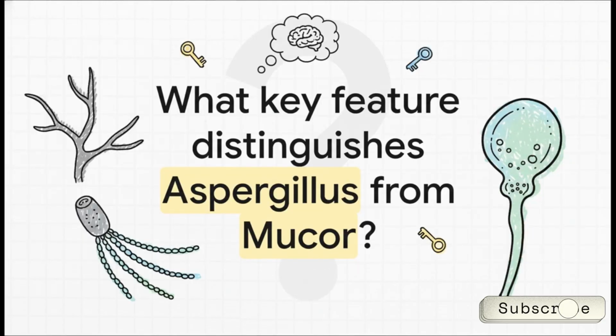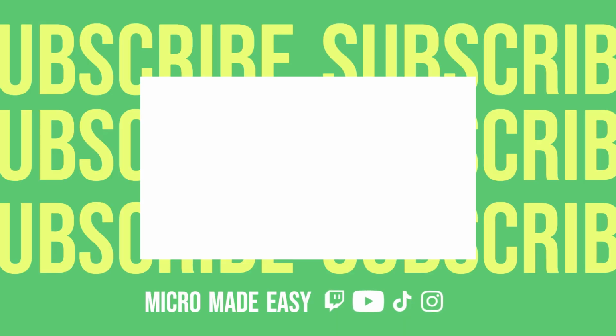All right, let's end with a quick pop quiz to lock in one of the most important concepts. What is the single most important microscopic feature that distinguishes Aspergillus from Mucor? Think about the hyphae, think about the branching. If you can answer that, you've mastered one of the most high-yield points of this entire topic. Nail that down and you'll be in great shape for your exams.